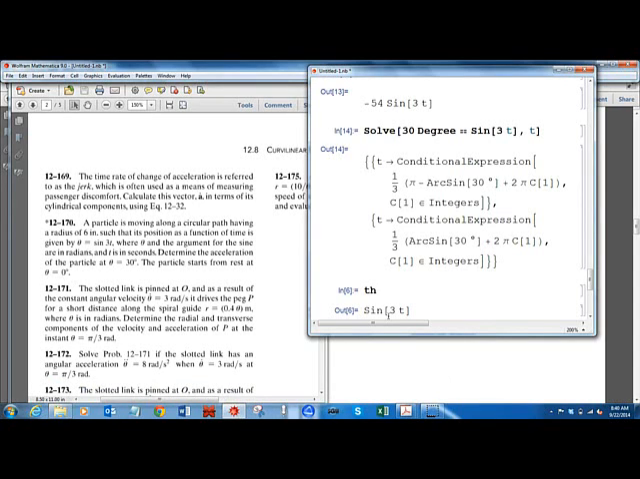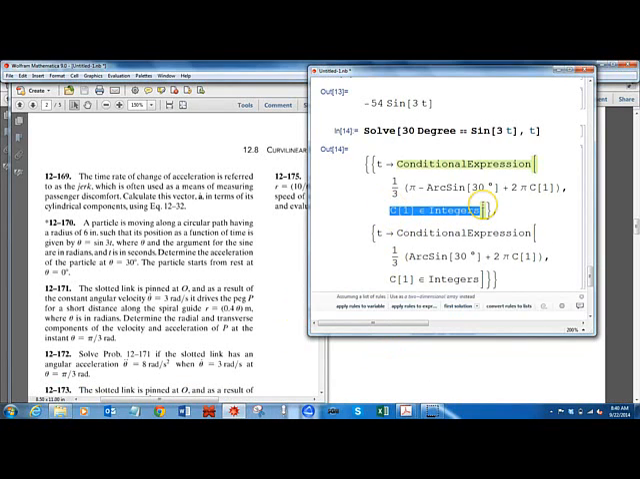So anyway, what is this conditional expression garbage? Look at this. You see what they're... Okay, Mathematica says, I don't know that you only want one angle, right? If you think about it, 30 degrees equals 3 sine t. Aren't there a million answers? Okay, it's going to give you every single one of them.